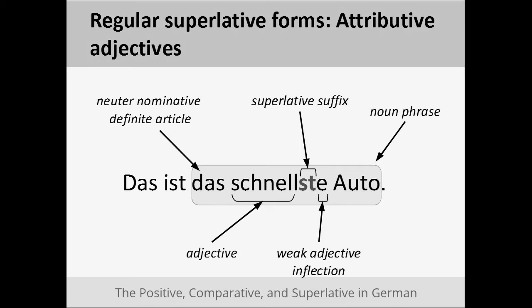As we have seen in the prior slides, the superlative is formed by just adding the superlative suffix -st to the positive form of the adjective. However, since the superlative is used here as an attributive adjective, we also need to add the appropriate adjective ending. In this case, since we have a definite article in the noun phrase, das, we only need to add the correct weak adjective inflection, -e, to the superlative.